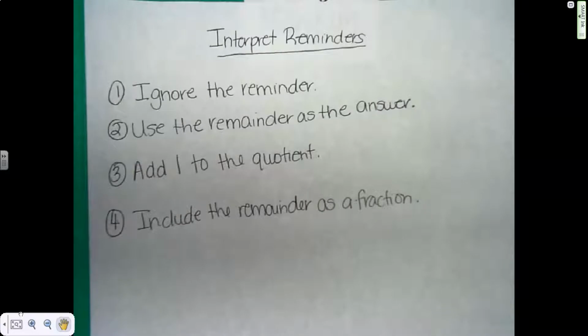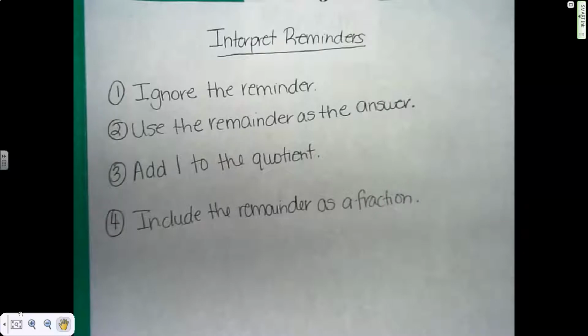The third thing we can do when we interpret remainders is that we can add 1 to our whole number quotient. This is kind of like the problem we solved one day where the vans were going to carry students to the beach, and we knew we had a couple of students left over, so we had to make another group, another van, in our quotient. So that would be a time we would make our quotient go up by 1.